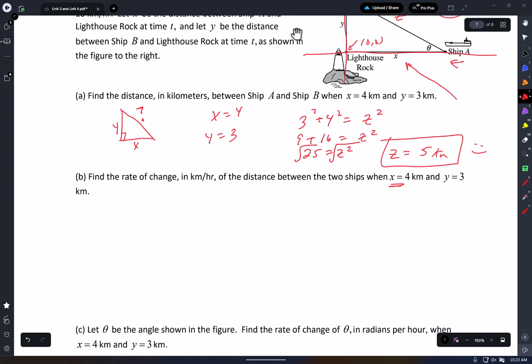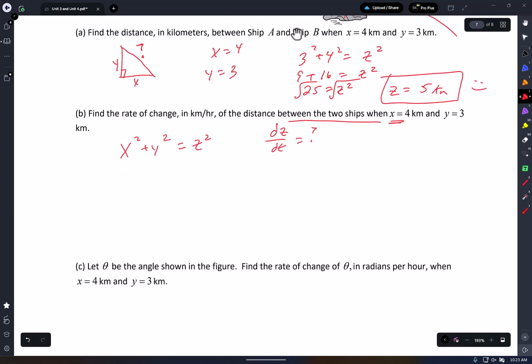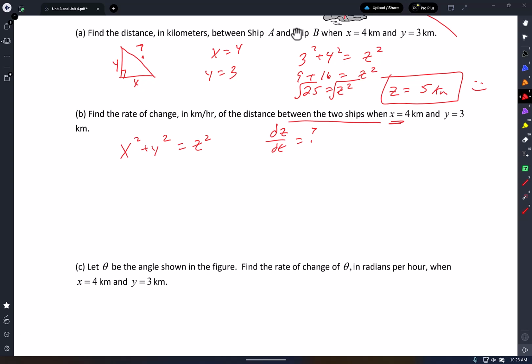Okay. So again, we're doing Pythagorean theorem again, guys. X squared plus y squared equals z squared. And what they want is the rate of change in kilometers per hour of the distance between the two ships. So they want dz/dt, and we can't use a calculator yet. So we're taking the derivative with respect to t, guys. 2x dx/dt plus 2y dy/dt equals 2z dz/dt. You can factor out a 2 and cancel them all out, so you can just get rid of the 2's there.